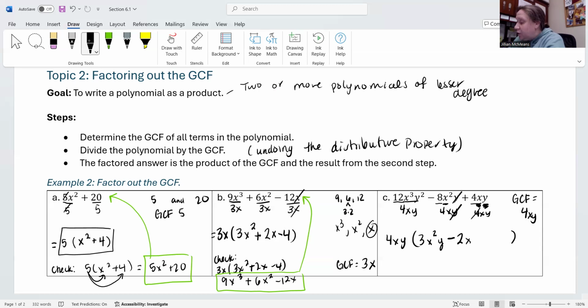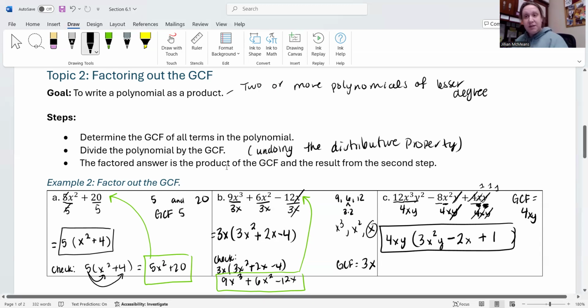And then finally, 4 divided by 4 is 1. X divided by x is 1. Y divided by y is 1. So I'm just left with a plain old 1 right there. You have to write the 1. If you forget the 1, your answer is not correct. Okay, so that's factoring out just a regular old GCF.